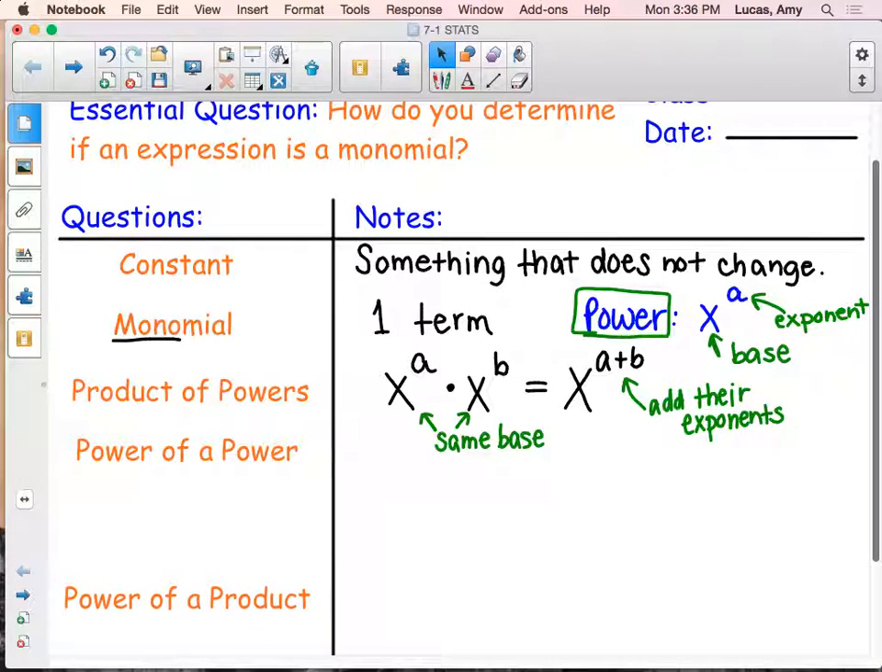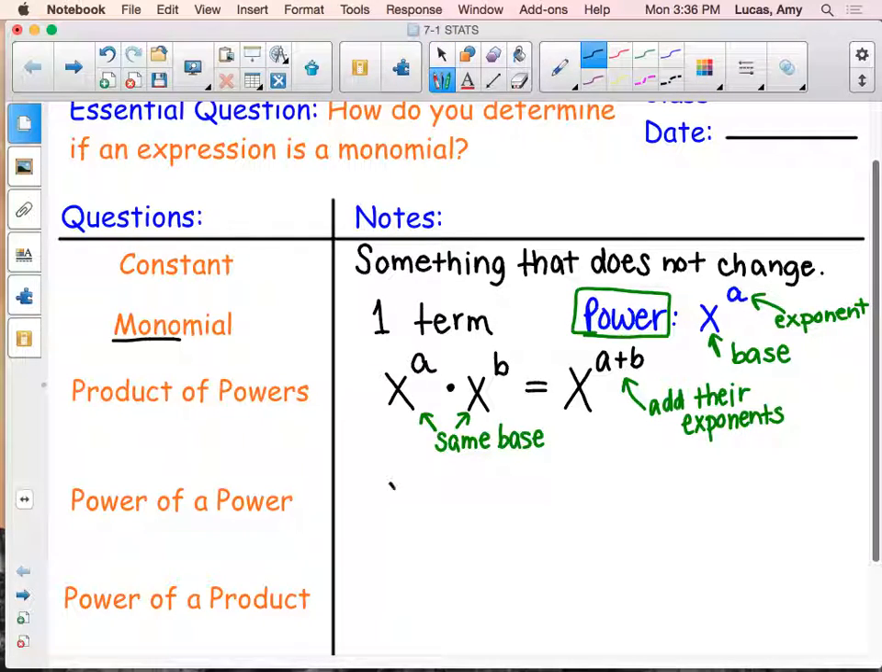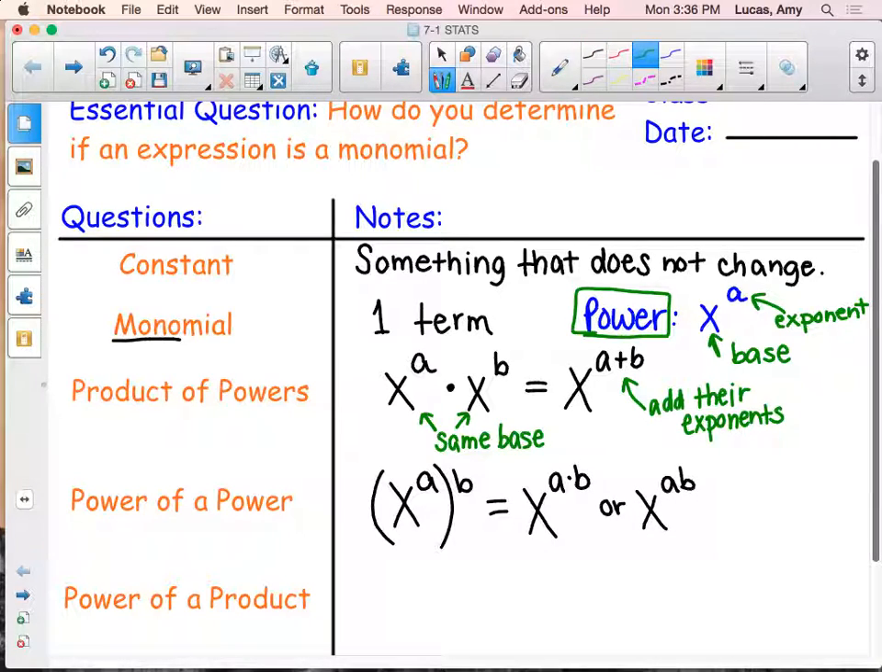You move this down a little bit to give me some more space. Now, power of a power. A power, so here's a power, and if we have a power on a power, like this, that means that you would multiply your exponents together. So, multiply the exponents instead of adding them.